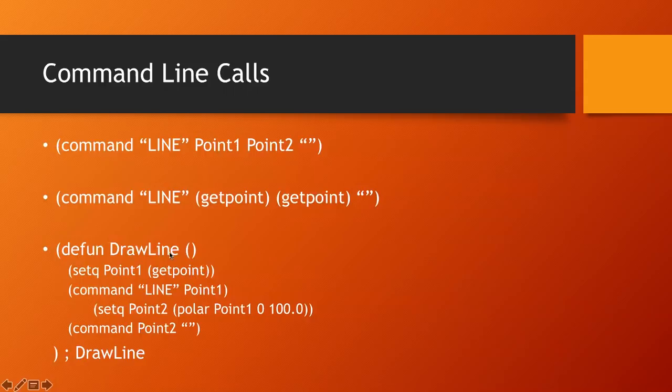But what does this function draw line do? Well, we kind of know what it does, right? It sets a variable point1 to get point, prompts for a point. So now the variable point1 is whatever the user selected. It then starts a command line call line, feeds that point to it. Oh, whoa, it stops. So this is the real beauty of AutoLISP.